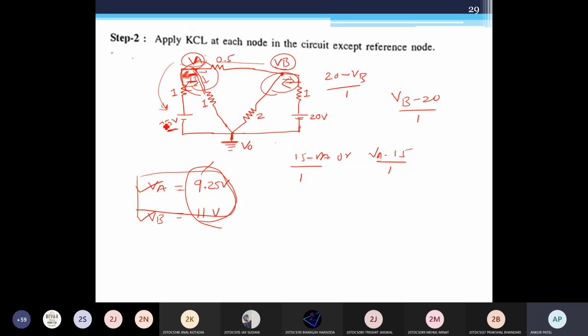VA is 9 and this is 15. So what should your current direction be? Outward. Outward means it should be inward to VA. Right or wrong? Yes. And for VB you are getting 11, so our direction should be like this. It follows higher to lower potential. Your VB is lower, and this is 20. So the direction should be like this.